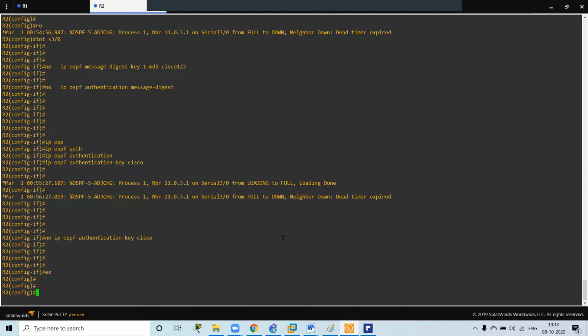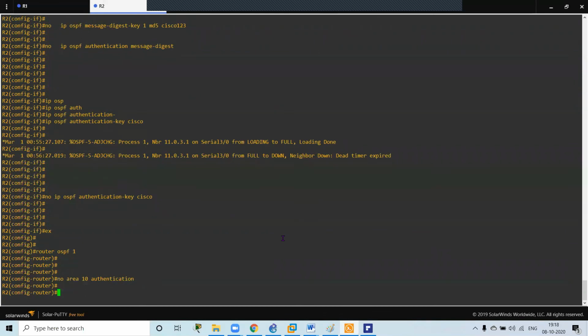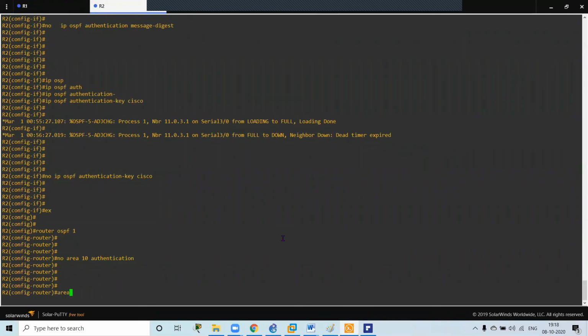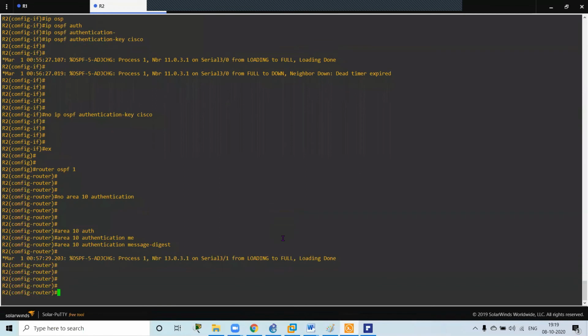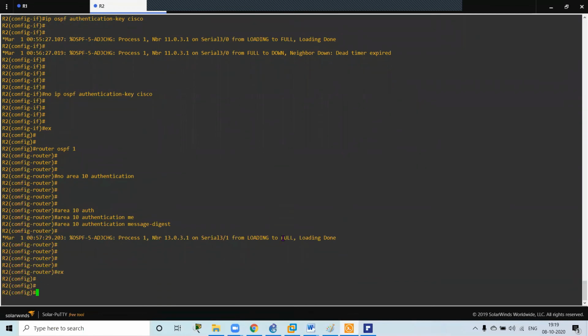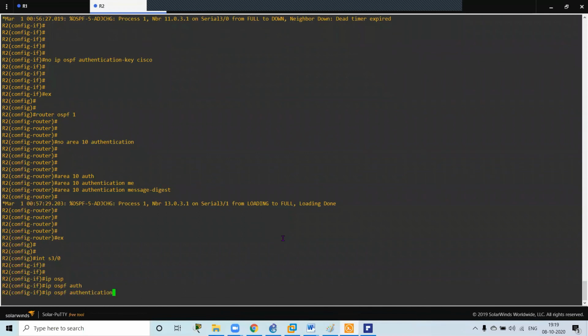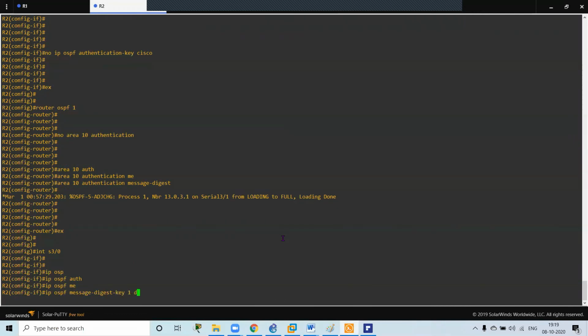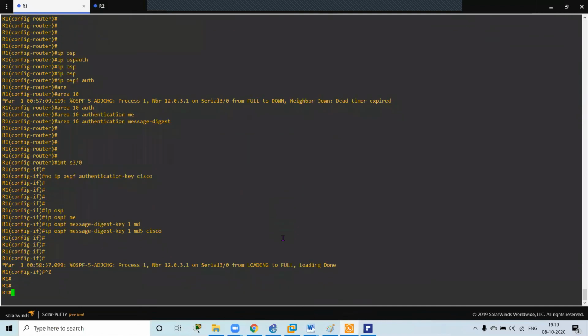No, exit, router OSPF 1, area 10 authentication message digest, and on the interface, IP OSPF message digest key 1 MD5, and the password is Cisco. Now my neighborship will come up again.